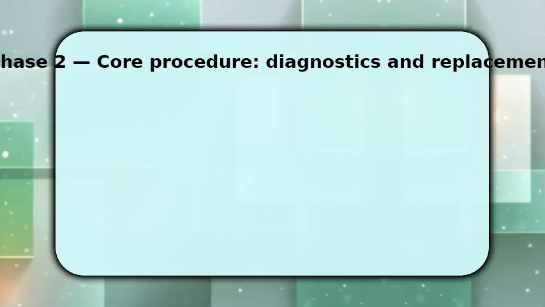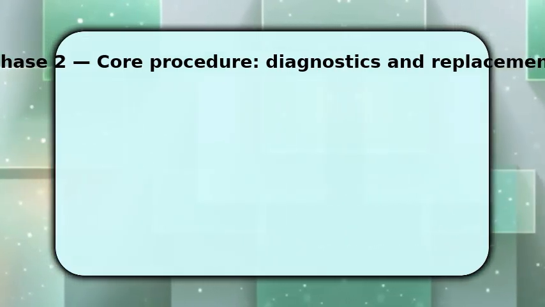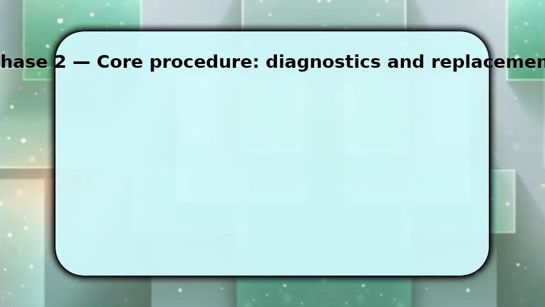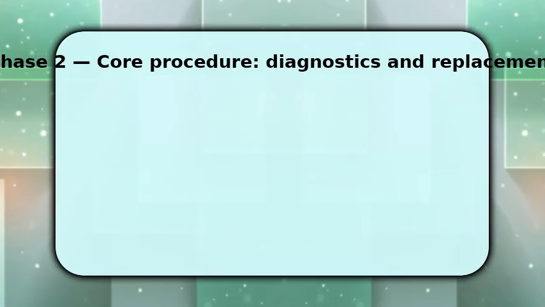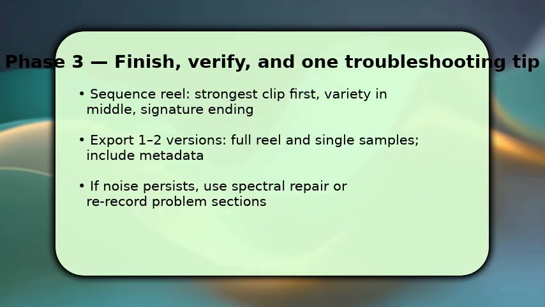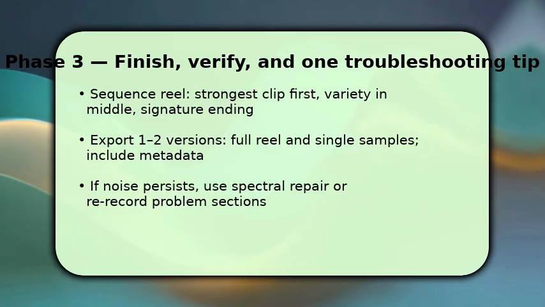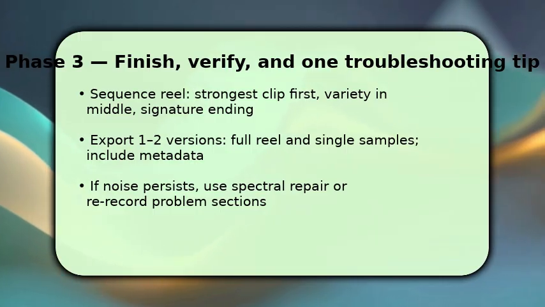Make sure to export lossless for archiving, then create a 16-bit or 24-bit MP3 for sharing. Finish by sequencing your reel with the strongest sample first and a memorable sign-off at the end. Once done, export a full reel in separate single samples for auditions. Embed metadata like name and contact so files travel with you. Upload to hosting or attach to submissions at common bitrates.